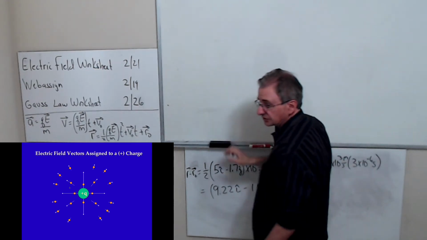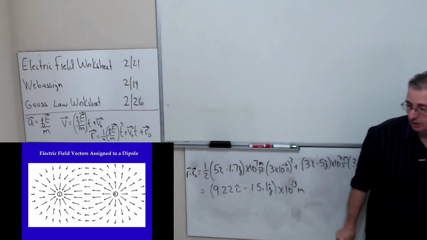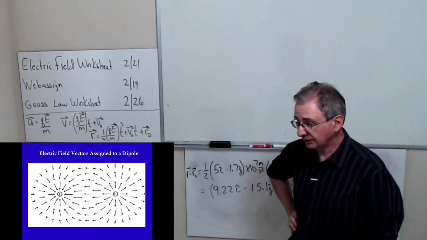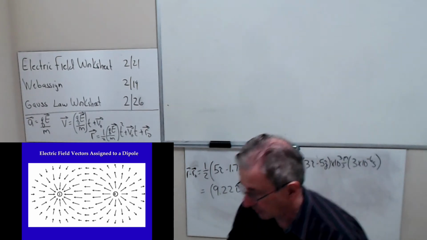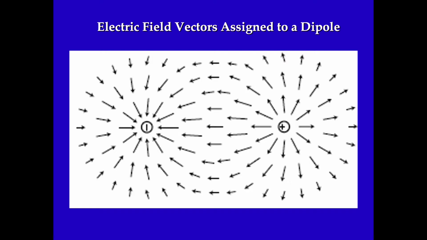If I have two charges, let's say one is positive, one is negative, I can assign vectors to every location in space that's produced by those two charges. And so that picture shows that. Maybe let me make this picture larger. And I think at some point in your calculus courses, you've seen pictures like this.